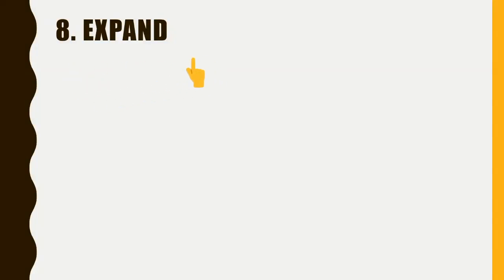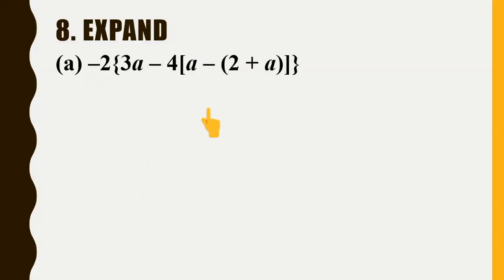Question number 8. According to your book, expand -2{3a - 4[a - (2 + a)]}, all brackets are closed. Students, in this question, firstly we will solve the innermost bracket. The innermost bracket is this one, the simple brackets, and after this the next one will be the square bracket, and then the curly brackets.